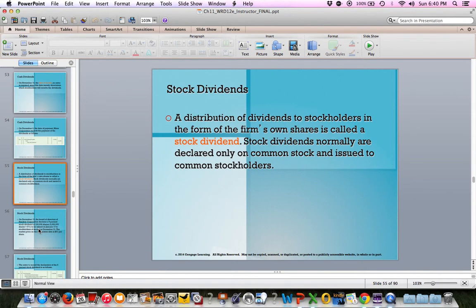Dividends can also be paid in the form of more stock. A distribution of dividends to stockholders in the form of the firm's own shares is called a stock dividend. Stock dividends normally are declared only on common stock and issued to common shareholders.